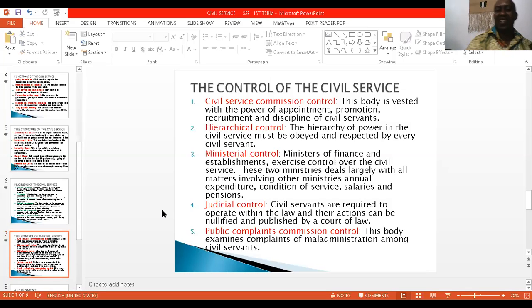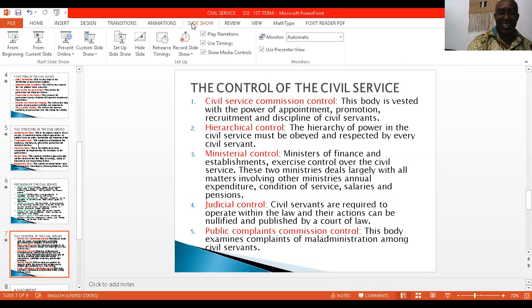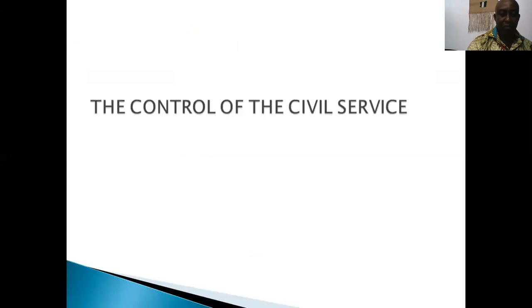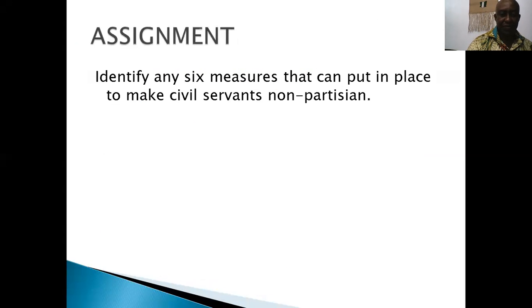You need to put it in slide so that they have an assignment. Okay, that's your assignment. Identify any 6 measures that can be put in place to make civil servants non-partisan.